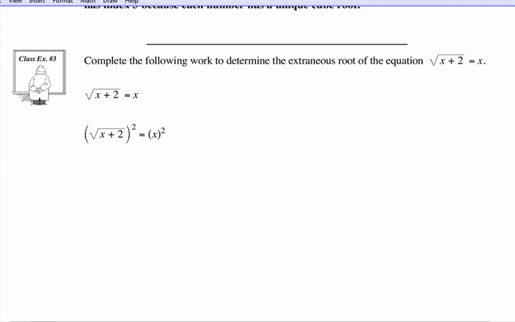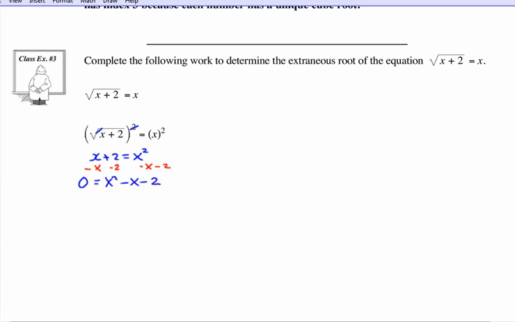So complete the following to determine the extraneous root. So they started us to work for us. So they square both sides. Remember, the square and the square root cancel each other out. So we have x plus 2 equals x squared. Now when we have an x squared, we want everything to one side and the other side to be 0. So we're going to bring everything over with the x squared. So minus x over and a subtract 2 over.